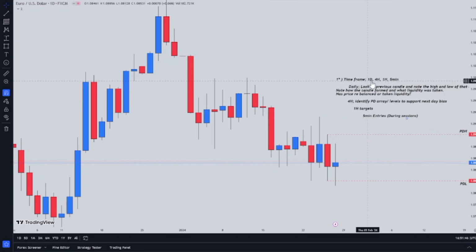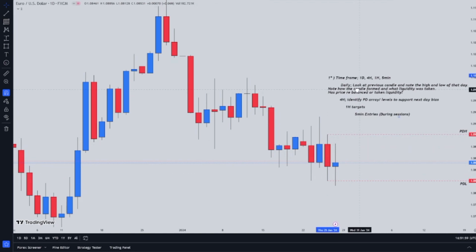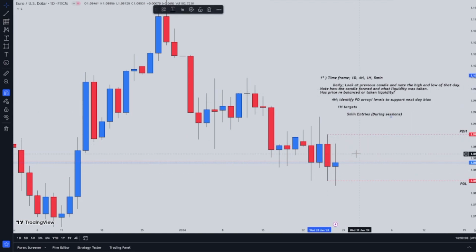So after you select your time frame, the daily time frame, I'd want you to look at the previous day candle. How has it formed? What was the high and what was the low? Right? Then you ask yourself, what liquidity was taken, or did it rebalance price?